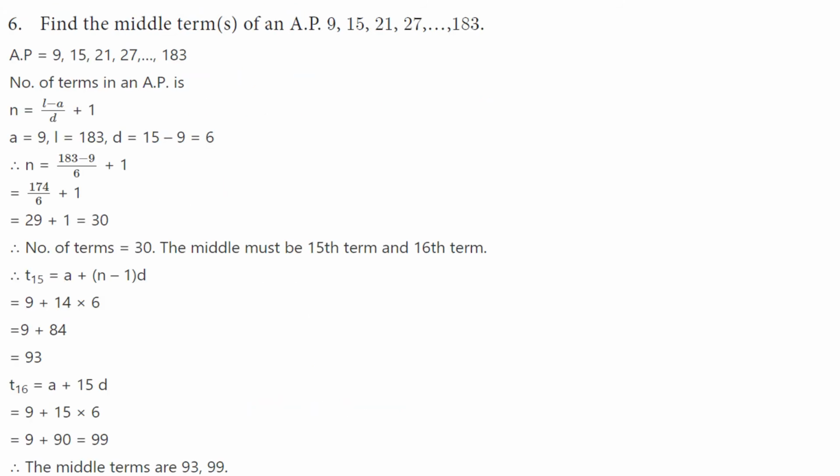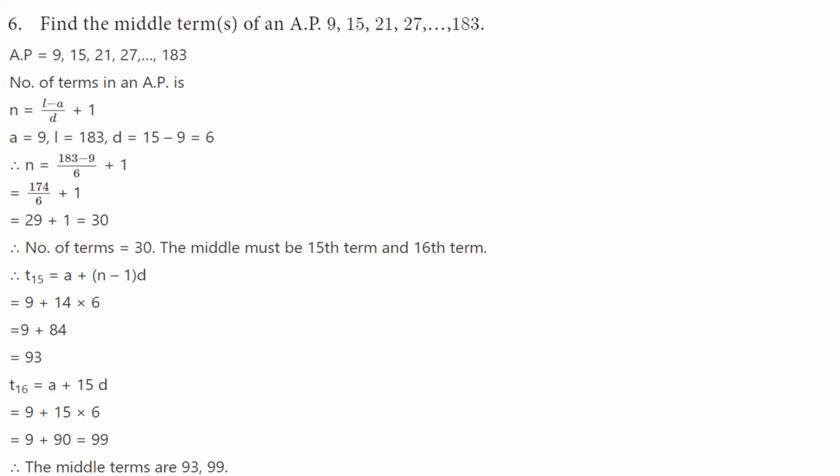Find the middle term of the AP 9, 15, 21, 27, and so on, up to 183. You write the AP from the given terms. The number of terms in the AP is n equals L minus A by D plus 1. L is the last term, A is the first term, D is the common difference. D is T2 minus T1, 15 minus 9 equals 6. Therefore, n equals 183 minus 9 by 6 plus 1. That is 174 by 6. Cancelling numerator and denominator by 6, you get 29 plus 1 equals 30. Therefore, the number of terms equals 30.